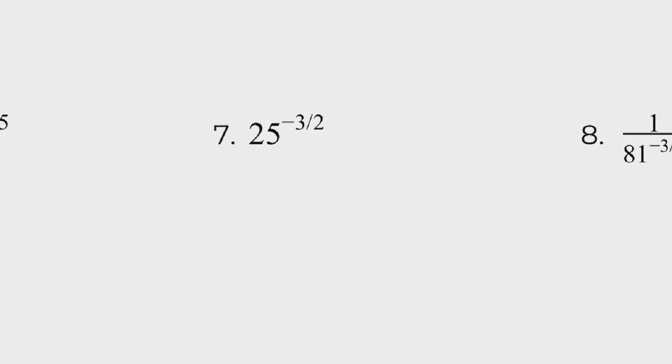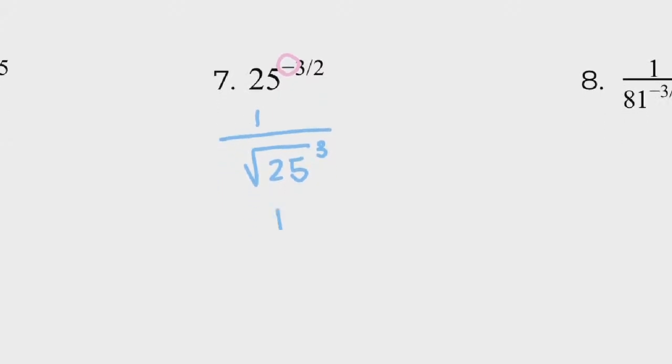Okay, next we have 25 to the negative 3 over 2 power. So if you remember, the negative in the exponent here means that we can move this to the denominator. So this would be 1 over, and I'm just going to rewrite this with square roots. This would be 25, 3 would be the exponent, and then 2 would be the root, so I don't need to write that. The square root of 25 is 5, and then 5 to the 3rd power is 125. So the final answer would be 1 over 125.